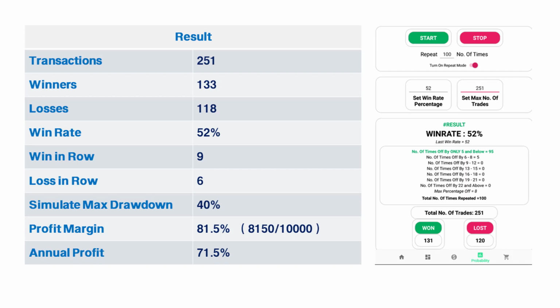But the probability of this happening in more than 20,000 transactions should be very low according to the time and number of tests. It would take about 100 years, but everyone should pay attention to risks. The profit rate is 81.5%, converted into an annualized profit rate of 71.5%.